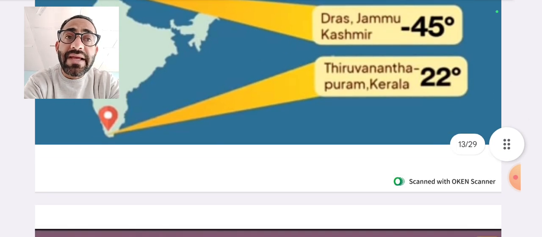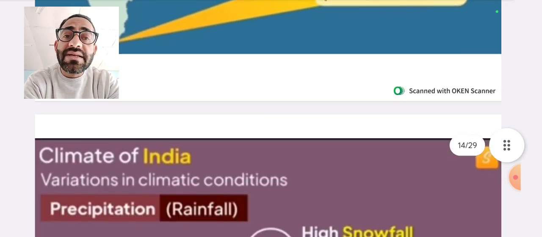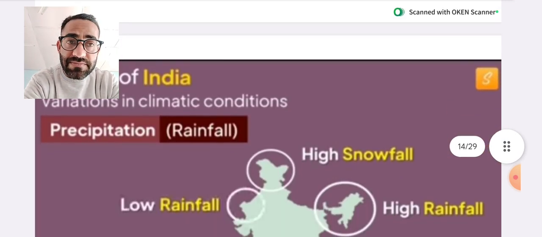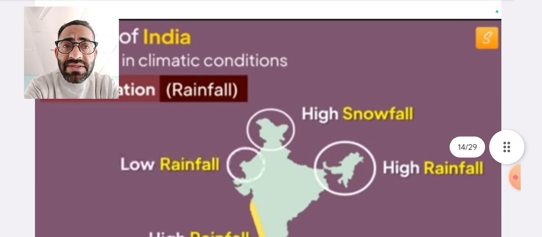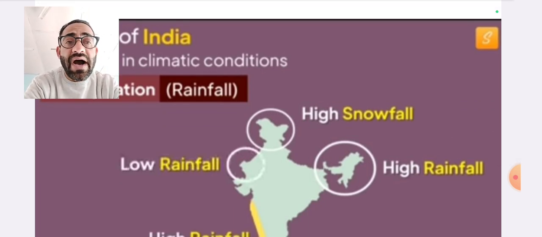Now let me explain the variation in rainfall also, precipitation. There are some states in India which receive high rainfall and high snowfall during winter season, especially our Jammu and Kashmir, our northern UT. Ladakh also receives high snowfall. Himachal Pradesh receives high snowfall during the winter months.